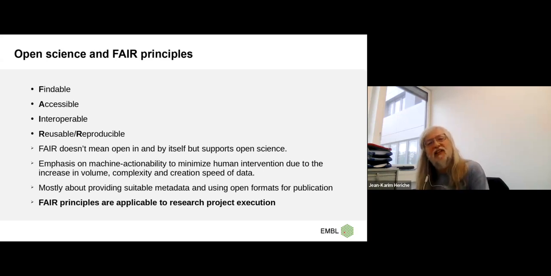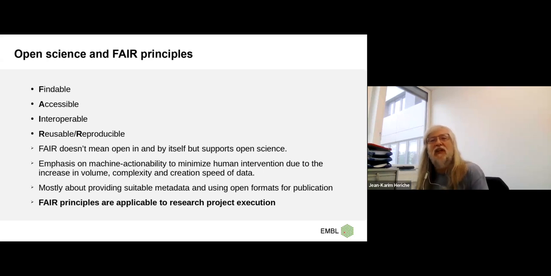But what I want to say here is that the FAIR principles are also applicable during your project execution. You want the data to be findable by yourself, but also by your collaborators. And you want to ensure that everybody who needs to has access to that data. But you and your collaborators may need also to deal with the data with different types of software or environment. And so the data needs also to be interoperable.